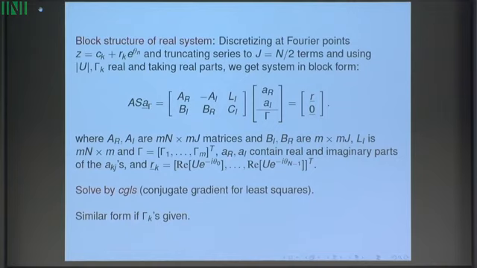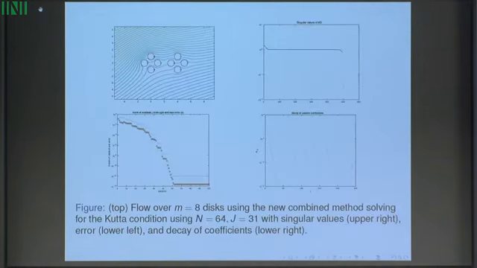Because of that nice distribution of the eigenvalues, or the singular values, it converges superlinearly. And here's an example: potential flow over 8 cylinders. Here are the singular values. I use 64 points on each, times 8. That's roughly a 512 by 512 system, or I guess plus 8.